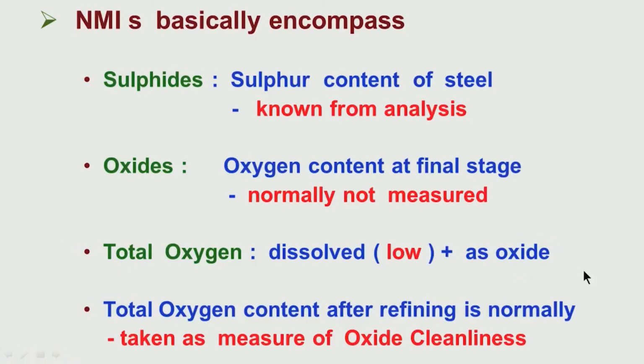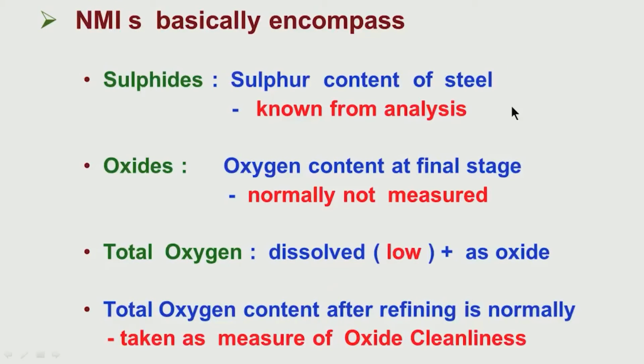So, it has been found that whenever we are doing good killing, dissolved oxygen is less than 5 ppm. Now, if the dissolved oxygen is less than 5 ppm and the total oxygen is 30 ppm, then oxygen as oxide will be around 25 ppm. So, we get an idea of oxide cleanness in steel from total oxygen, because dissolved oxygen is low. Most of the oxygen is present as oxide. So, we must measure total oxygen in steel to understand how clean the steel is.